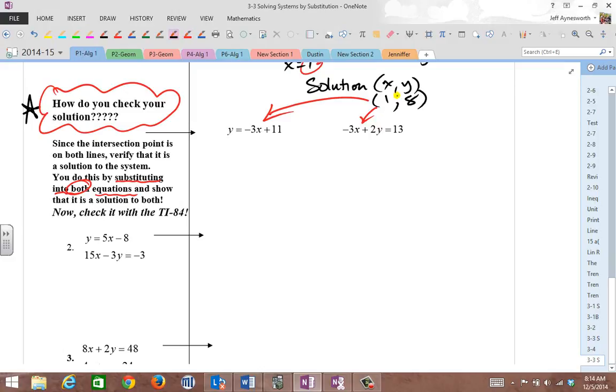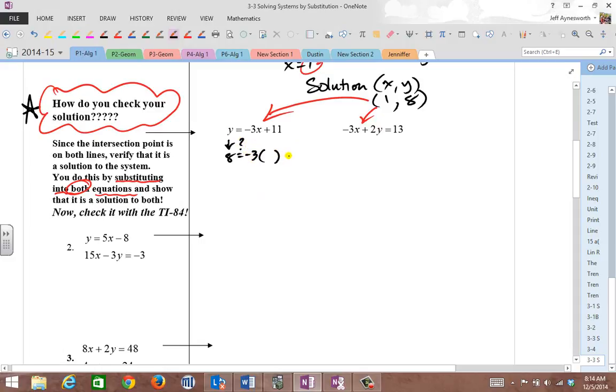So let's check it. I'm going to substitute 1 in for x, 8 in for y, and see if we get equalities. Okay, so y is 8, so substitute in 8. Is that equal to -3 times whatever x is plus 11? Well, x is 1, right? So all I did was replace y with 8, because y is 8, and replace x with 1. That's called the substitution right there. And then you simplify it. So is 8 equal to -3 plus 11? And the answer is obviously yes. -3 plus 11 is 8. So the ordered pair 1 comma 8 satisfies the first equation.